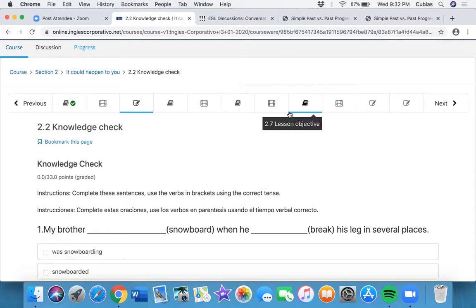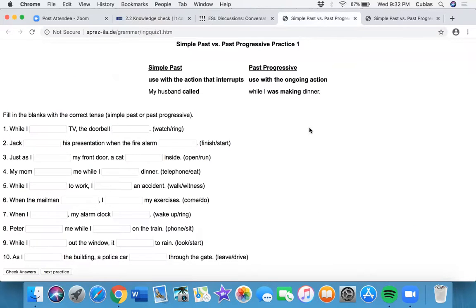Okay. Mm-hmm. Yes. Okay. In this moment, can you see, or do you need me to make the screen bigger? That's good. Yes. Okay.